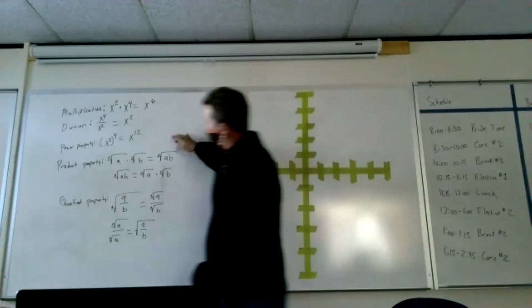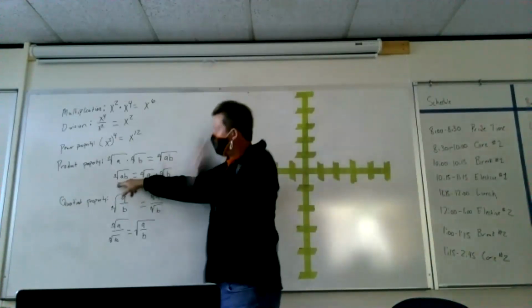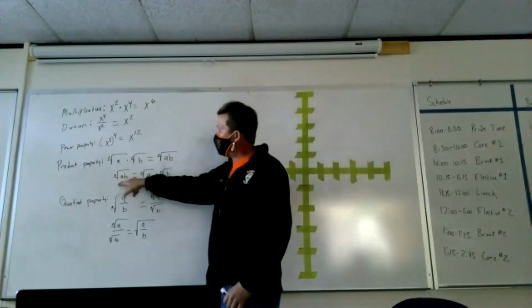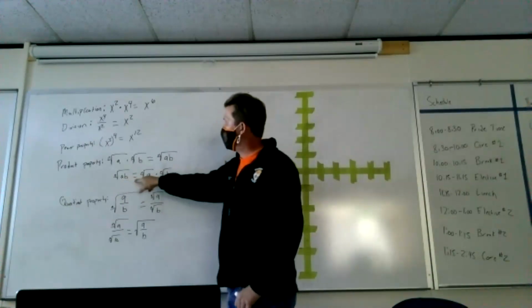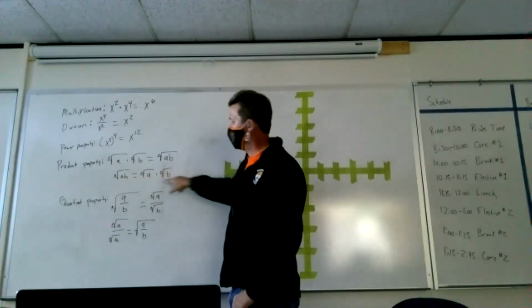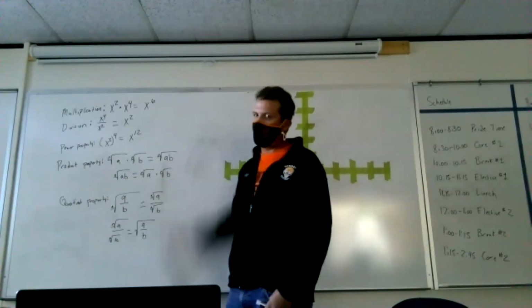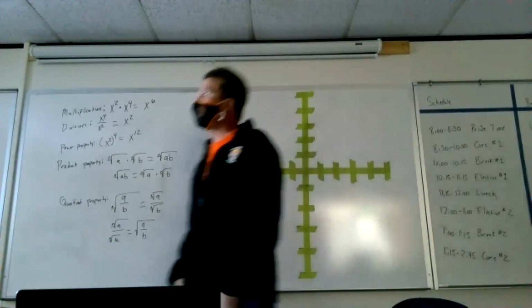So knowing this, same thing happens. If we have the nth root of A times B, that is equal to the nth root of A times the nth root of B. Okay, and we're going to be very strategic on how we use these.